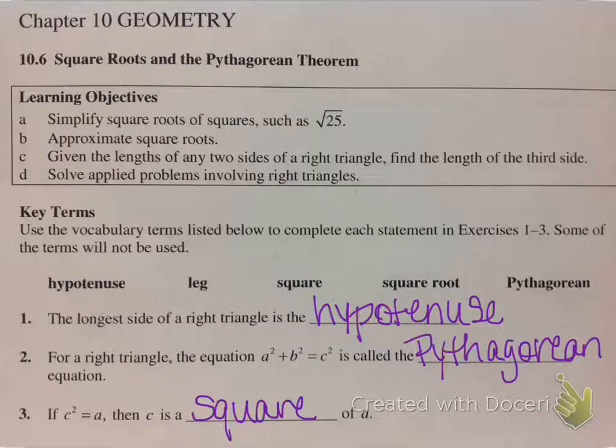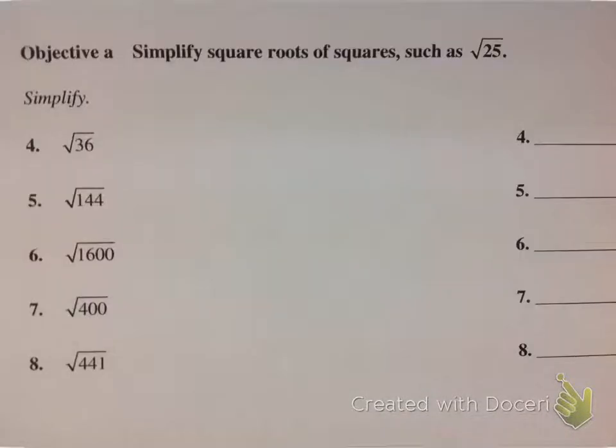The longest side of a right triangle is the hypotenuse, and the other two sides are considered to be the legs. And then if c squared equals a, then c is the square root of a. So the first thing we have to do is look at square roots, because we're going to be dealing with those in this lesson.